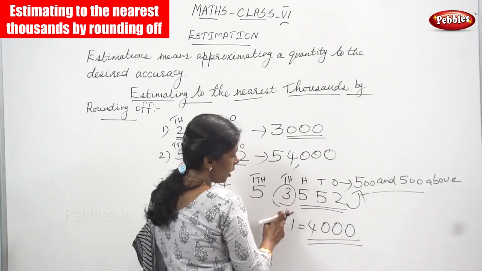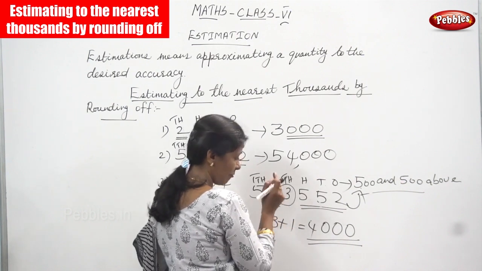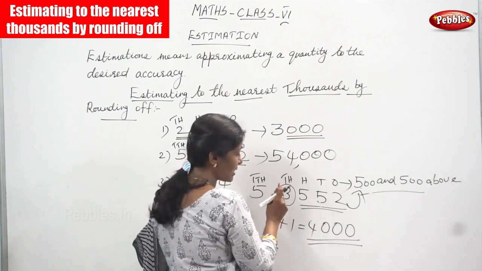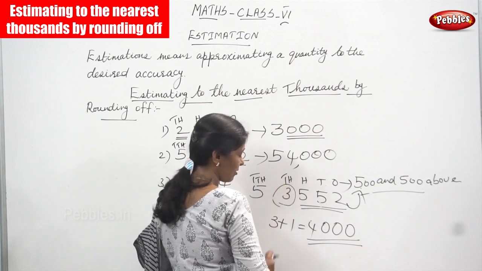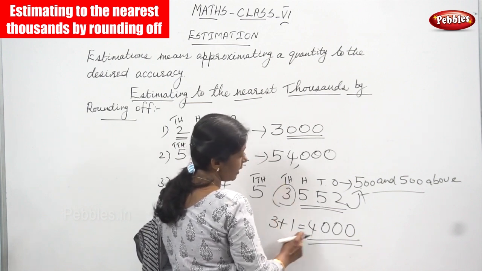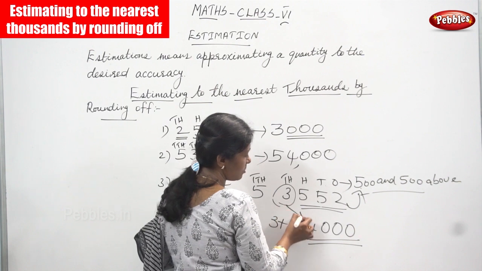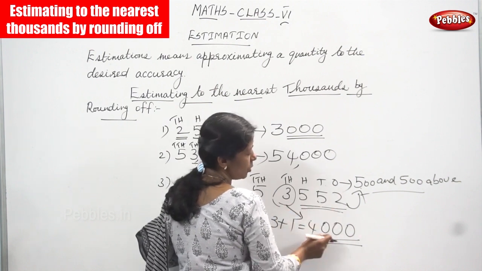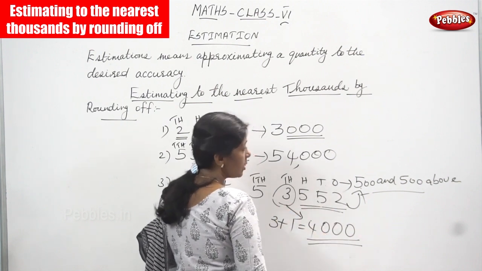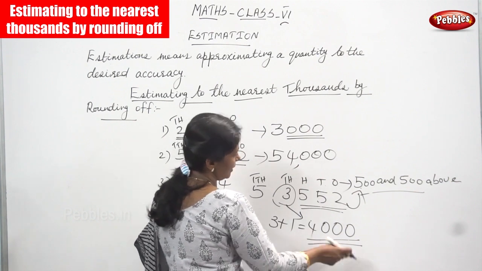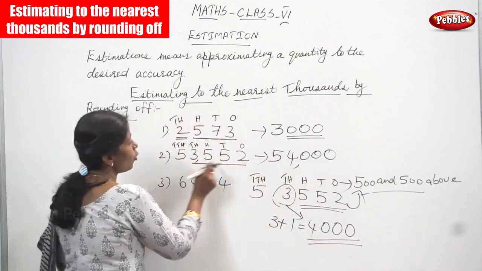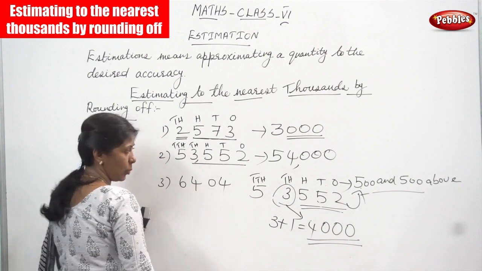So you have to add 1 with the 1,000 place value. What is the number in the 1,000 place? 3. So 3 plus 1 becomes 4. And for the next 3 digits you have to add 0. So the answer is 4,000. So 54,000 is the right answer for this question.